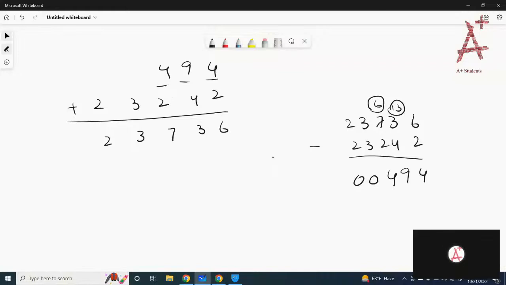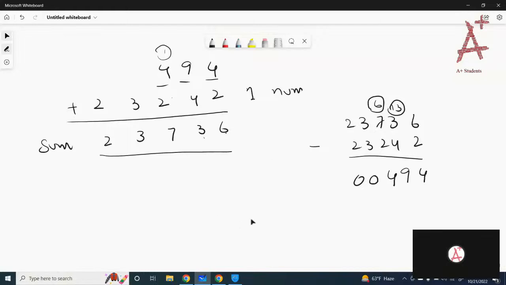You can check by adding. 4 plus 2 is 6. 9 plus 4 is 13. Write a 3 here and carry 1. And it would be 4, 5, 6, 7. Got it? That means the missing number is 494. So in the case when you are given the difference of the numbers, just add the difference and the given number. And in the case when you are given a sum and one number, just subtract the given number out of the sum. Because the opposite of addition is subtraction and vice versa. The opposite of subtraction is addition.